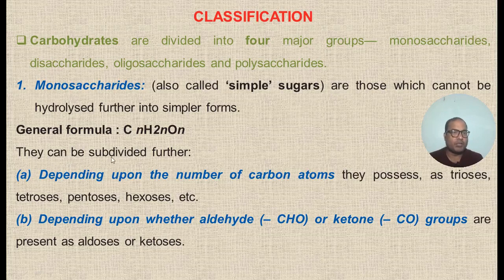They can be subdivided further depending on the number of carbon atoms they possess as trioses, tetroses, pentoses, hexoses. If there are 3 carbon atoms, it is called a triose. If there are 4 carbon atoms, it is called a tetrose, 5 carbon atoms, pentose, and 6, hexose. Depending on whether an aldehydic or ketonic group is present, they are called aldoses or ketoses, with a CHO group or a CO group.